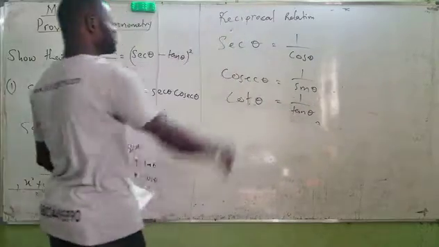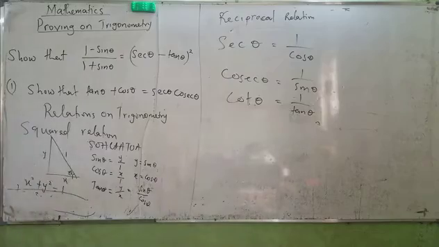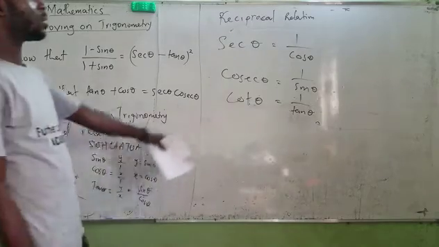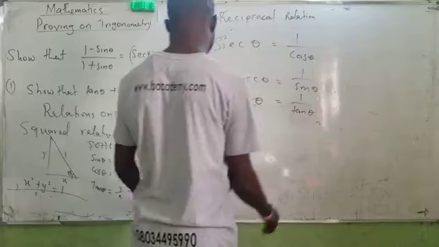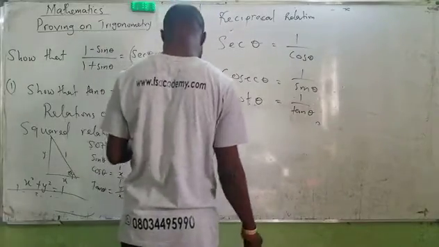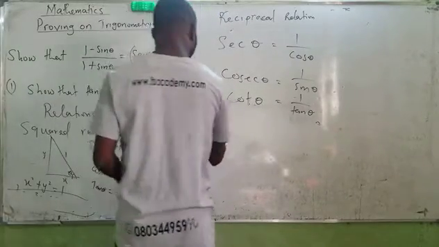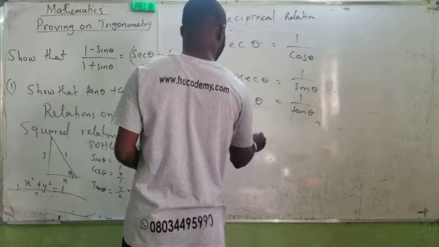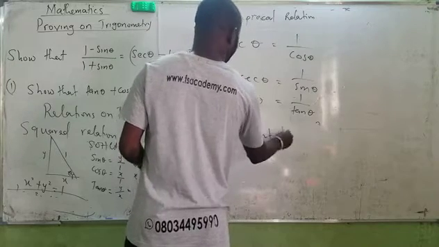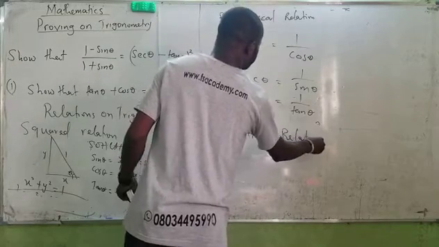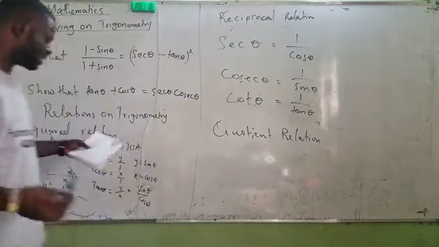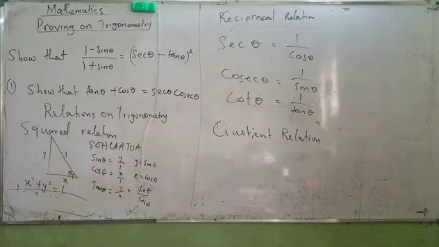Now, these are called reciprocal relations. I've talked about square relations, and I'm now on reciprocal relations. Before I end this part, I just need to explain what are called quotient relations. Quotient relations are very simple. What are the quotient relations?